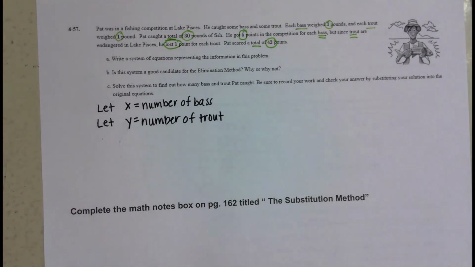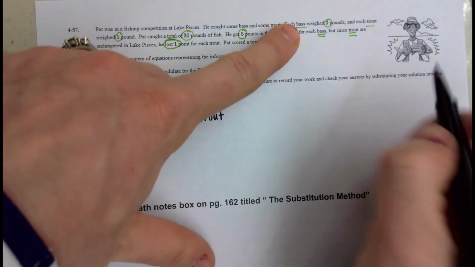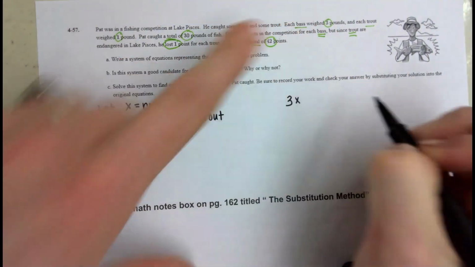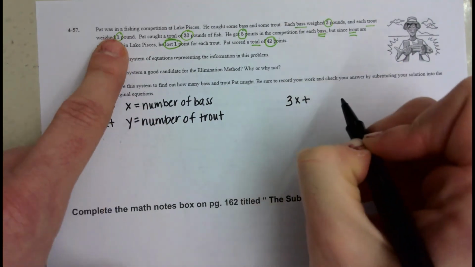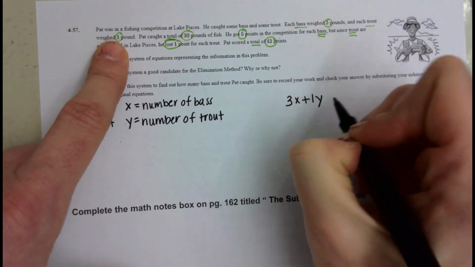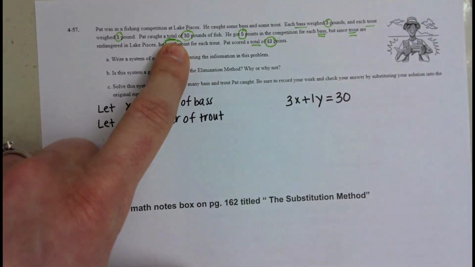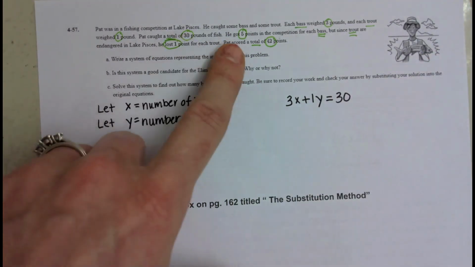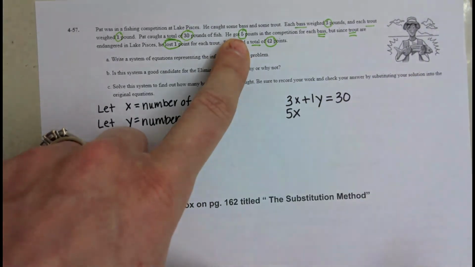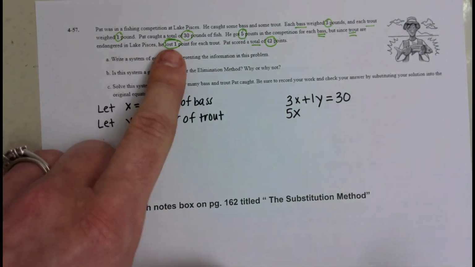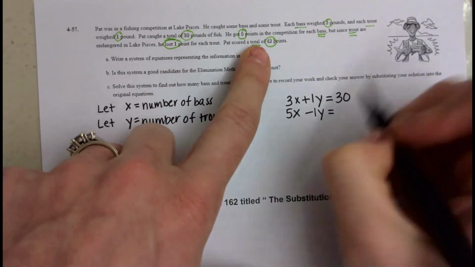So now we can come up with our two equations. We know each bass weighed 3 pounds. So 3x, because x is the number of bass he caught, plus each trout weighed 1 pound, so 1y, gives us a total of 30 pounds. For points, he got 5 points for a bass, so 5x, but he lost 1 point per trout, and he got a total of 42 points.